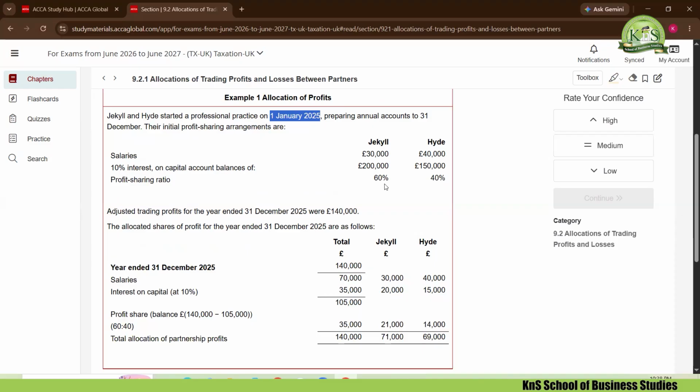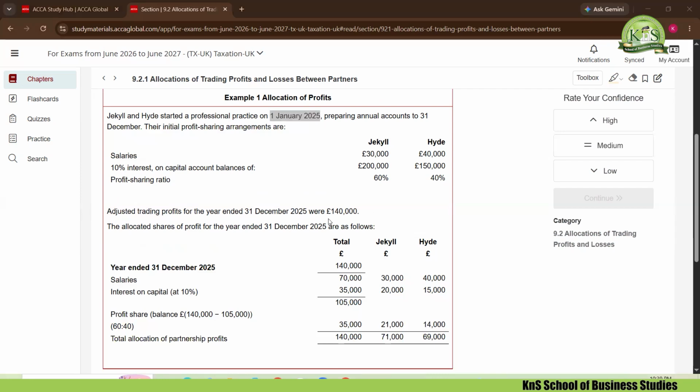Then profit sharing ratio 60/40. Adjusted trading profits were 140,000. So allocated shares of the year ended 31st December are as follows. Now my first question is, can anyone tell me how this 140,000 came up?